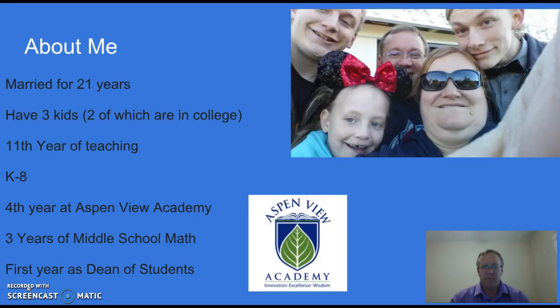So a little bit about me. I've been married for 21 years. I have 3 kids. Two of my sons go to the University of Northern Colorado, and they are in their second and third years respectively. I have been teaching for 11 years, 7 of which were in the K through 2 range, and then I had 3 years in the middle school math area. I taught all 3 grade levels, 6 through 8, for that. This being my 4th year at Aspen View Academy, this is my first year as the Dean of Students in an administrative role.